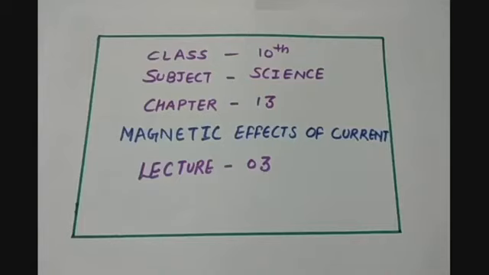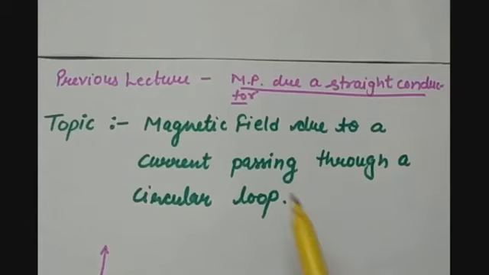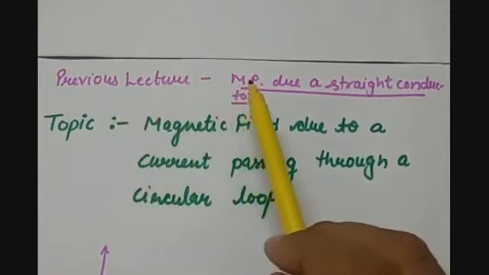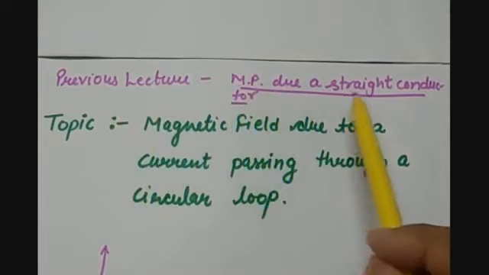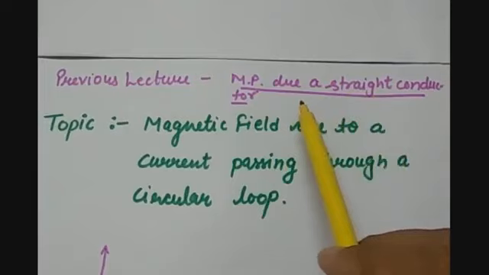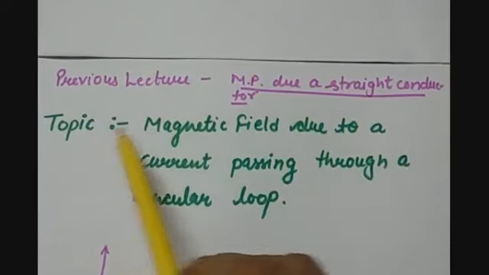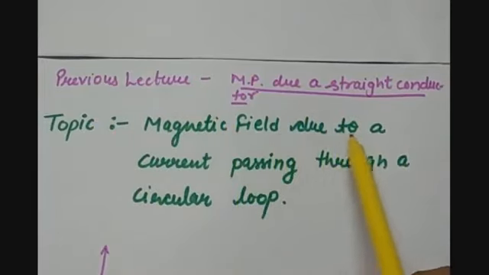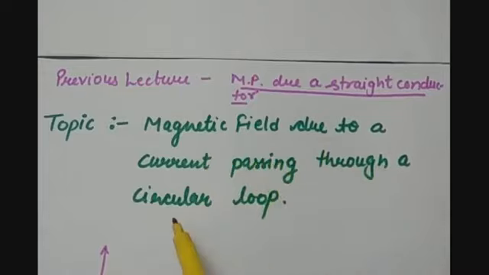This video is for class 10th, subject science, chapter number 13, magnetic effects of current, and this is lecture number 3. So dear students, in the previous lecture we studied the magnetic field due to a straight conductor carrying current, and today's topic is the magnetic field due to a current passing through a circular loop.